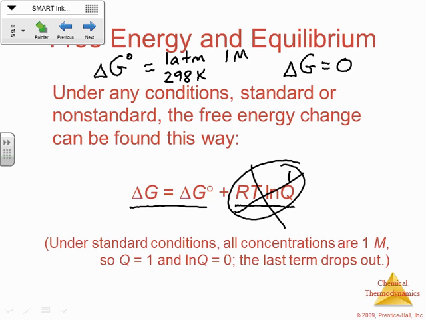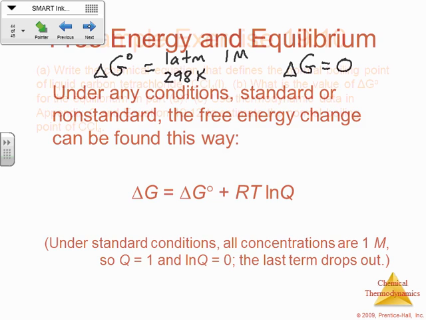But if we're not at standard conditions, if your concentrations are different than 1 molar, if your pressures are different than 1 atmosphere, then we're not at standard conditions. And most of the time, we're not doing reactions under standard conditions, right? Because most of the time, you don't have an exact concentration of 1 molar, or pressure of 1 atmosphere, okay?